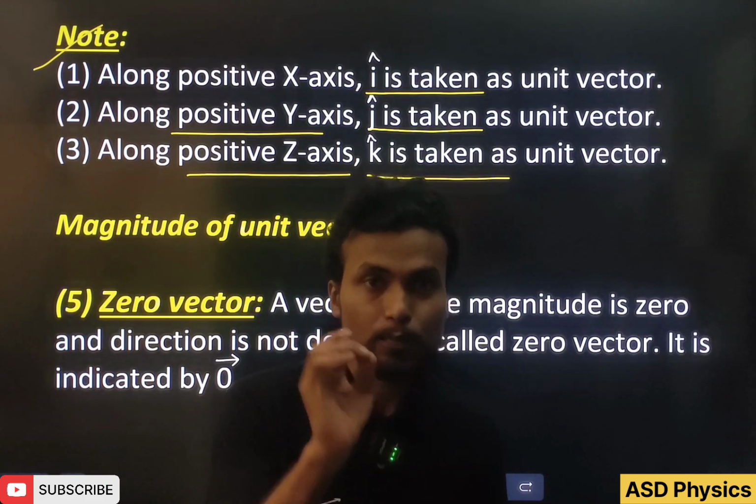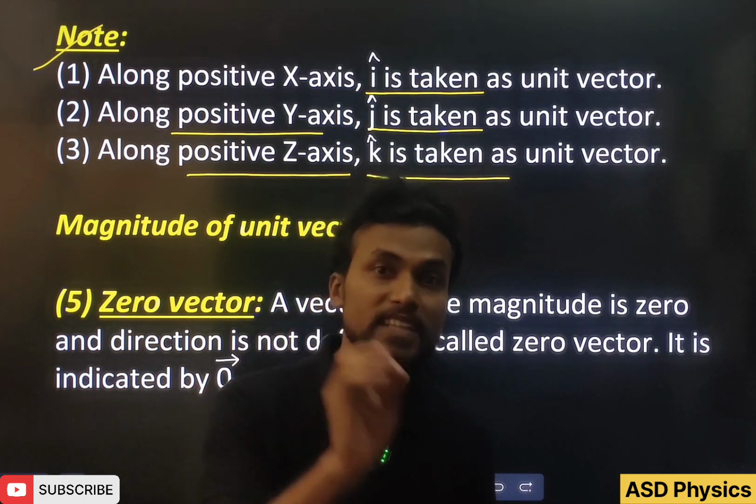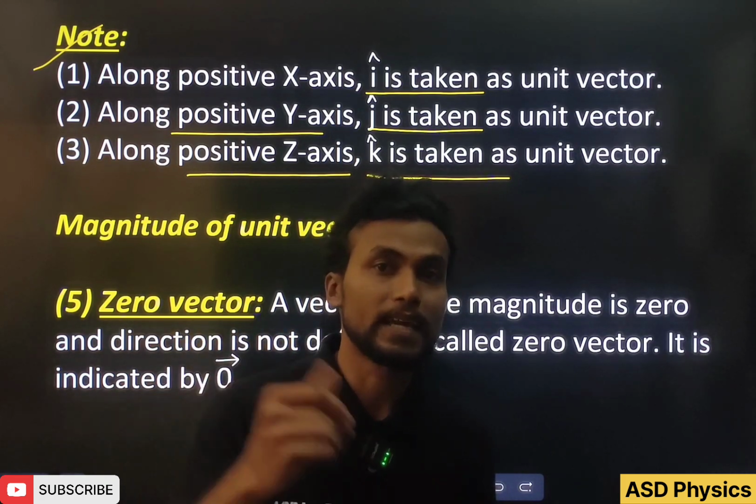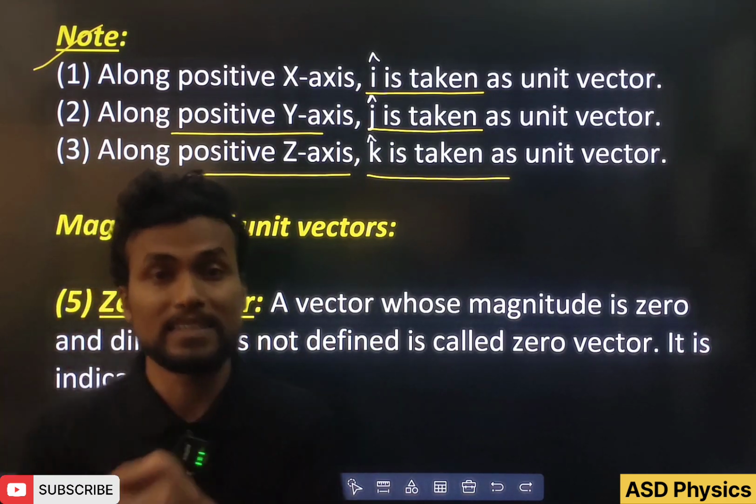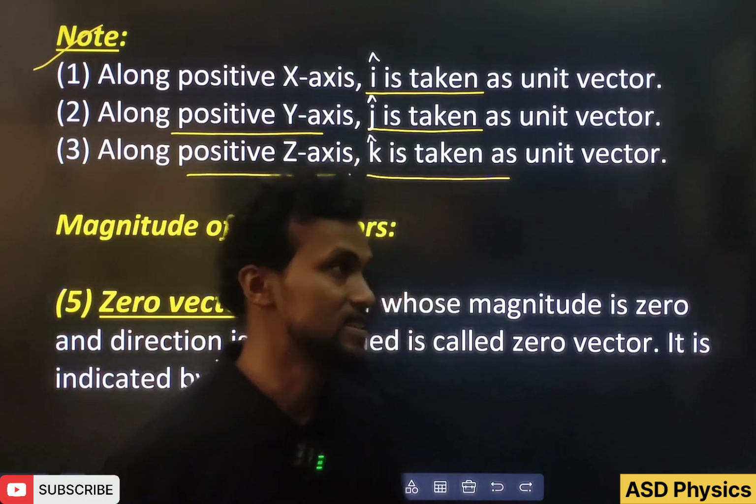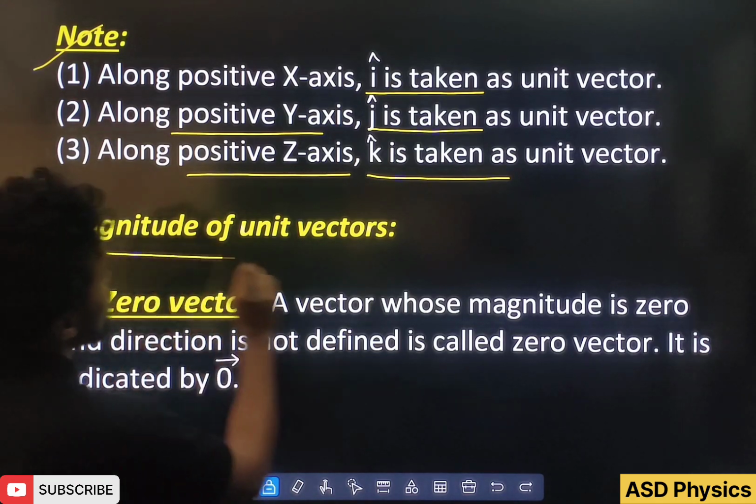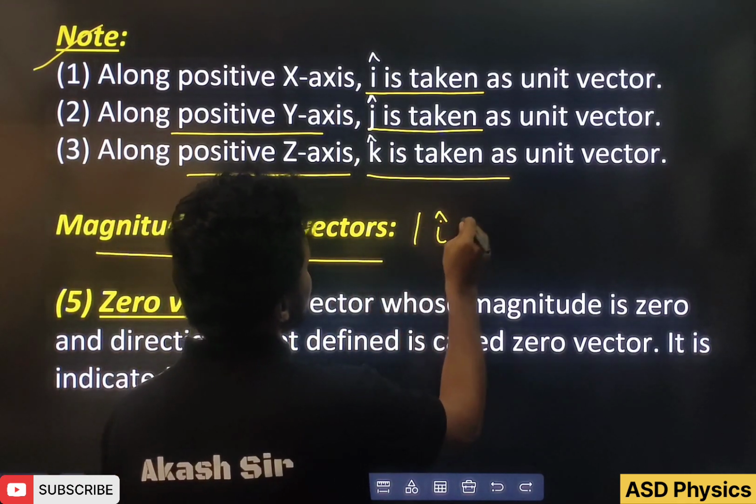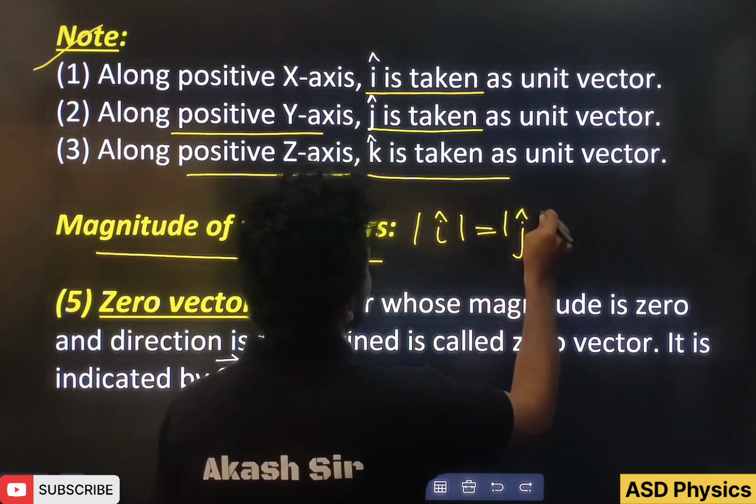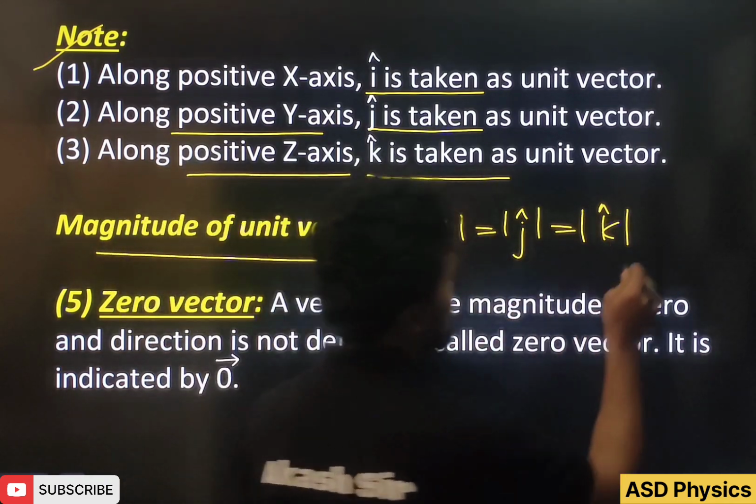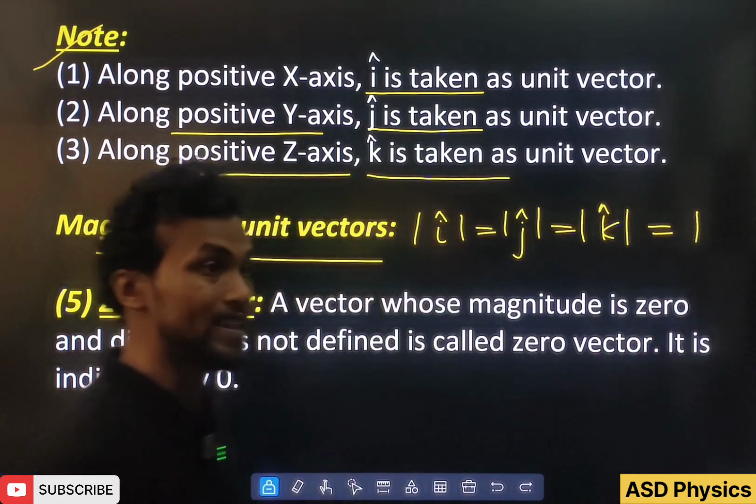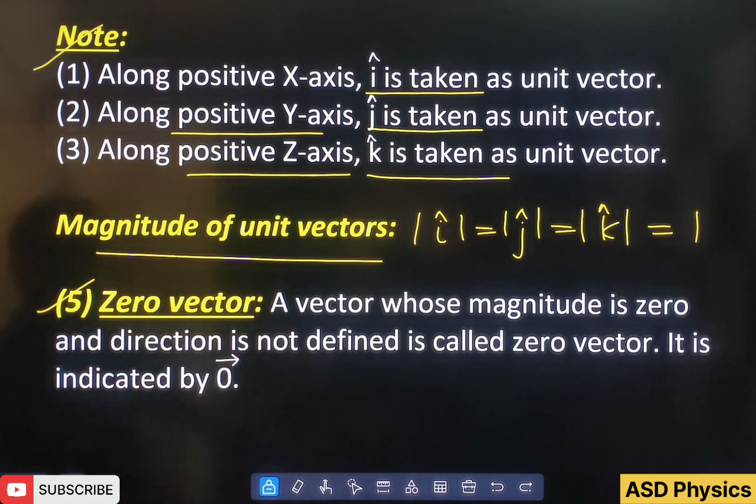Again, students, positive x-axis, y-axis, z-axis mean i cap, j cap, k cap. Similarly, negative x-axis, y-axis, z-axis mean minus i cap, minus j cap and minus k cap. And you know very well the magnitude of all these vectors: whether i cap, j cap, k cap, or minus i cap, minus j cap, minus k cap, all have magnitude 1.